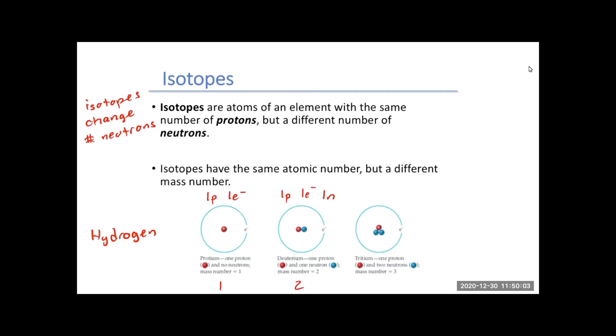And then our third type of hydrogen, tritium, comes as 1 proton, 1 electron, and now we have 2 neutrons. So you can see with each of these isotopes, the number of protons are staying the same, 1 proton in each of them. The number of electrons are staying the same, 1 electron in each. It's only the number of neutrons that are changing. It goes from 0 neutrons for our first isotope to 1 neutron in our second one to 2 neutrons in our third one.